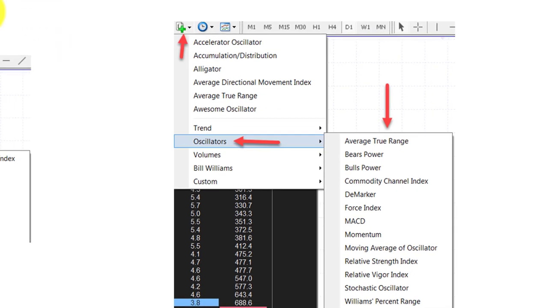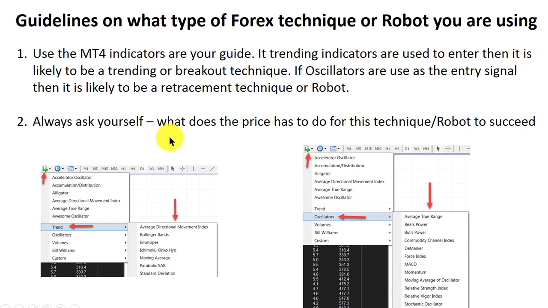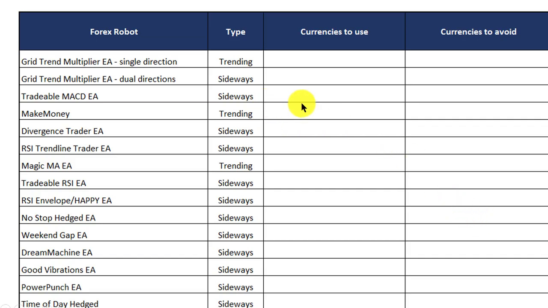You always need to ask yourself, what does the price have to do for this technique to work? If the price has to trend, then it's a trending EA. If the price has to bounce off support or reverse, then it's a momentum or an oscillator type of robot, and you want low volatility currencies for that particular one. So that's another guide that you can use, and this is how you can classify the EAs. What I've done here is I've actually classified the EAs for you, and I'll just go through them one by one.